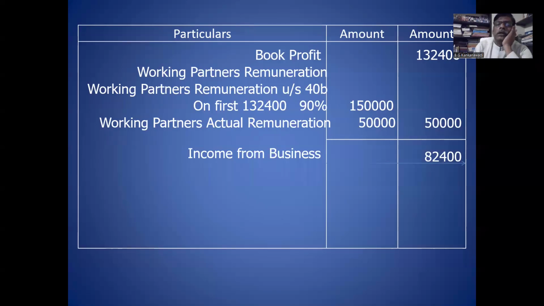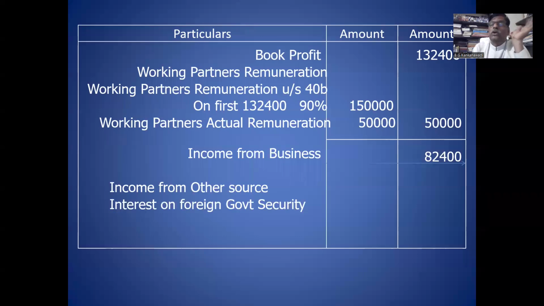Thereafter, you take the next head, income from other sources. In income from other sources, interest on foreign government security is 7,000. This 7,000 comes under foreign government security. One more item is there, interest on POSB, less than 3,500, so that is fully exempted. So you take 7,000 as income from other sources.